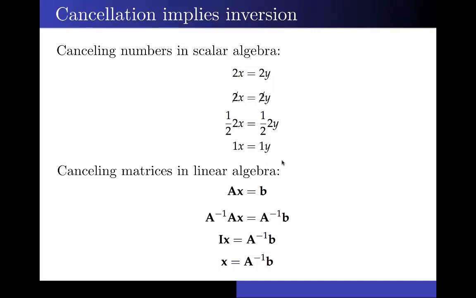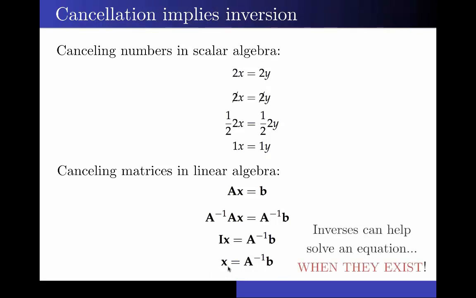So the same thing holds true when we cancel matrices in linear algebra. If I have an equation like Ax equals b, and I want to solve for x, the way that I might proceed, if I have an inverse, is to multiply both sides of this equation by the inverse of A, just like I did up here, to get rid of that 2. And when I do that, when I multiply a matrix by its inverse, I get the identity matrix, which will isolate x on this left side of the equation. And so there I've solved for the unknown vector x. So inverses can help us solve an equation when they exist. Again, not all matrices have inverses.